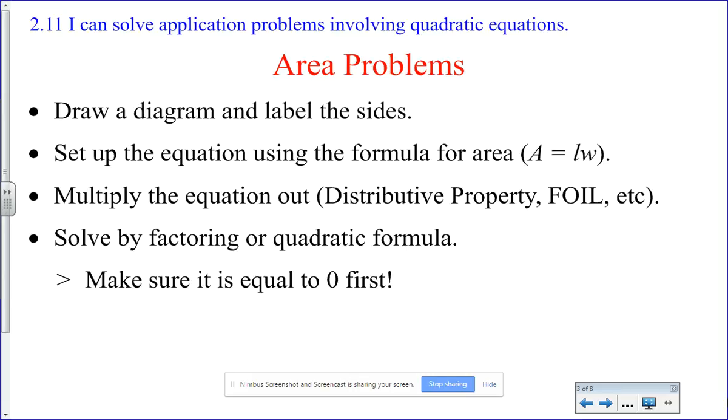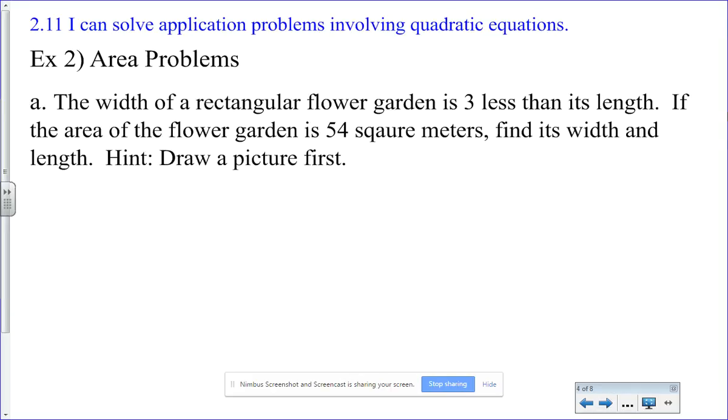Once you have that, go ahead and use the formula for area to set up an equation. You need to multiply it out and then make sure it's equal to 0 so you can solve by factoring or the quadratic formula. So let's go ahead and do the first problem.